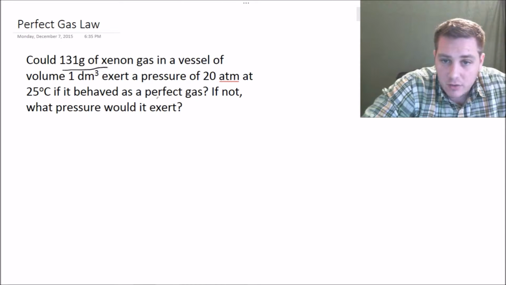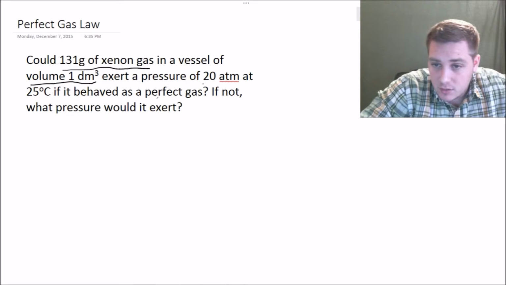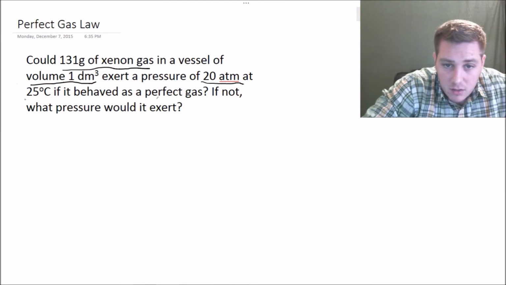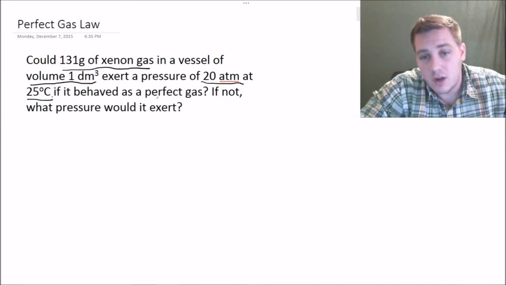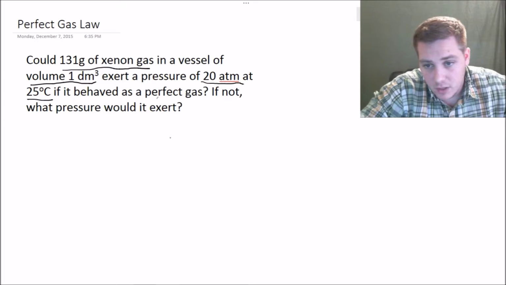This is 131 grams of xenon gas. Our volume is 1 decimeter cubed. Our pressure is 20 atmospheres. And our temperature is 25 degrees Celsius. Let's do a couple quick conversions.